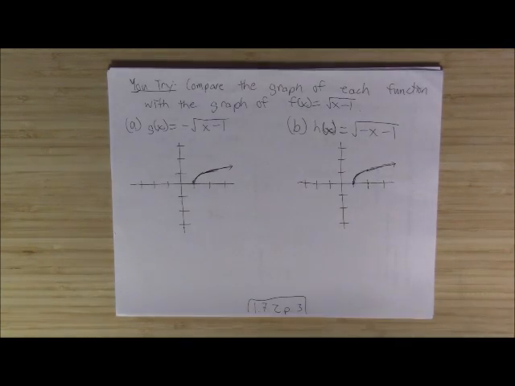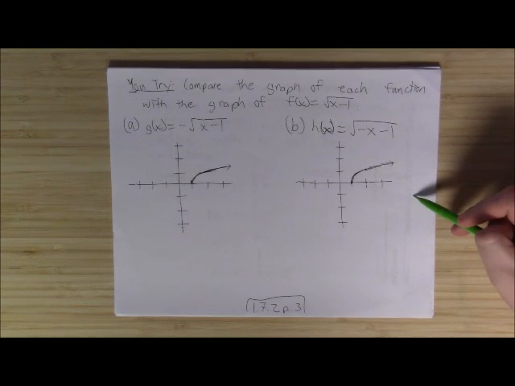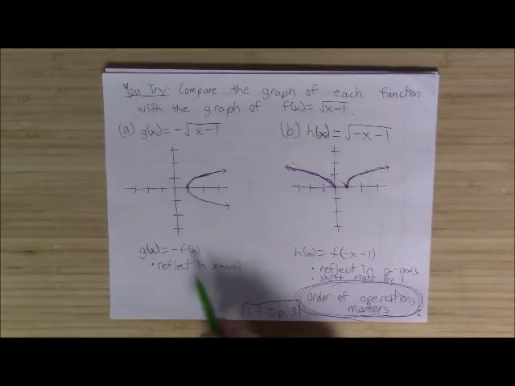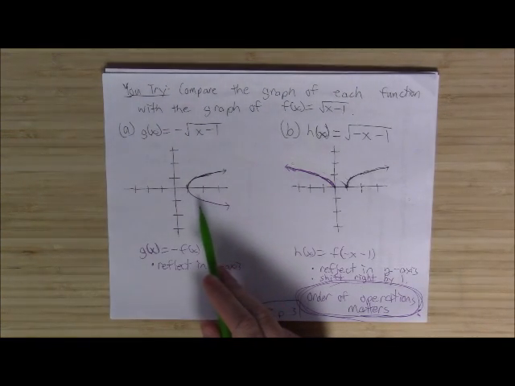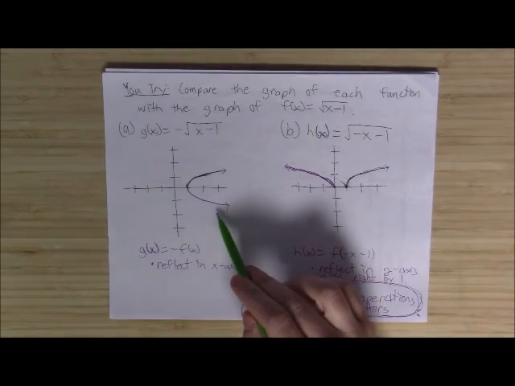So, as such, let's go ahead and have you try an example. Compare each of the following functions with the graph of f of x equals the square root of x minus 1, which I've provided for you. So, on the count of 3, I'll reveal the answer. 1, 2, 3. So here we see that we reflect in the x-axis to get the new graph.